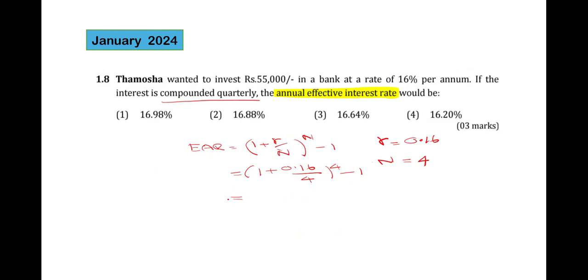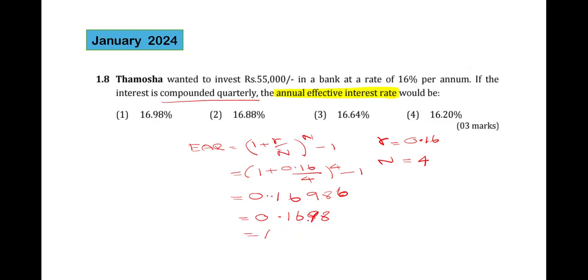It is equal to 0.16985, or 0.16986. We take 4 decimals, so the correct one is 0.1699. Here they have given 0.1698, but the most correct one is 0.1699.